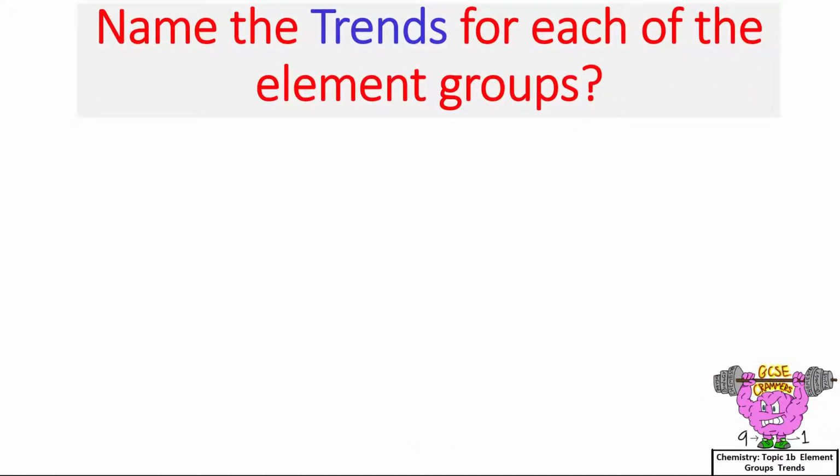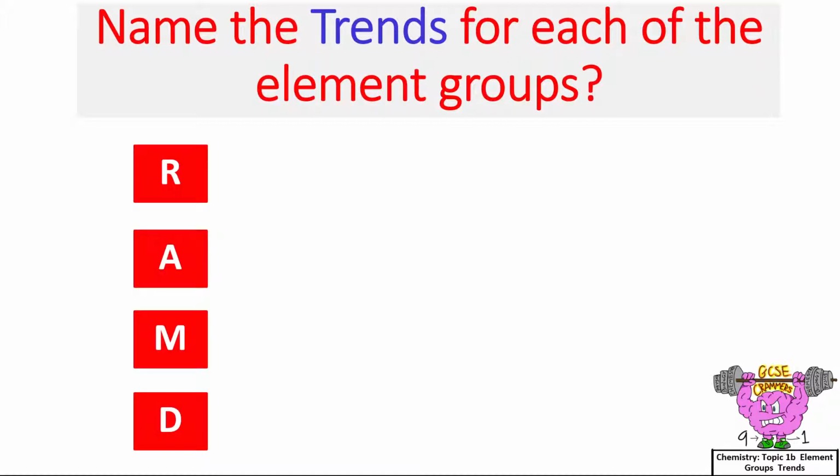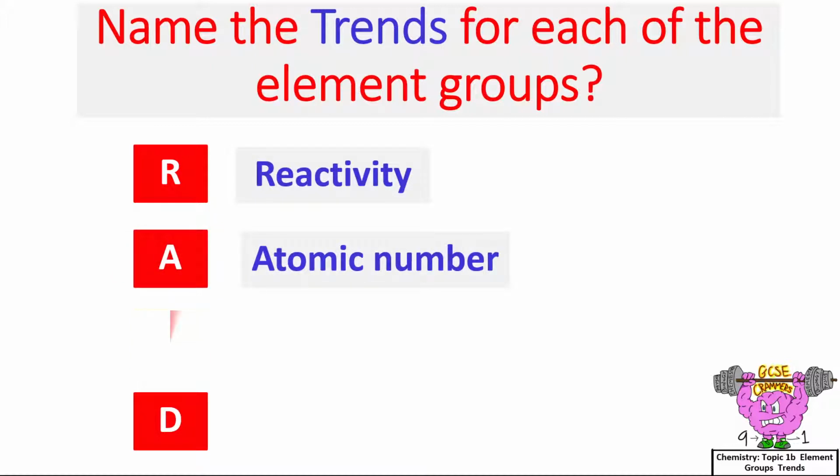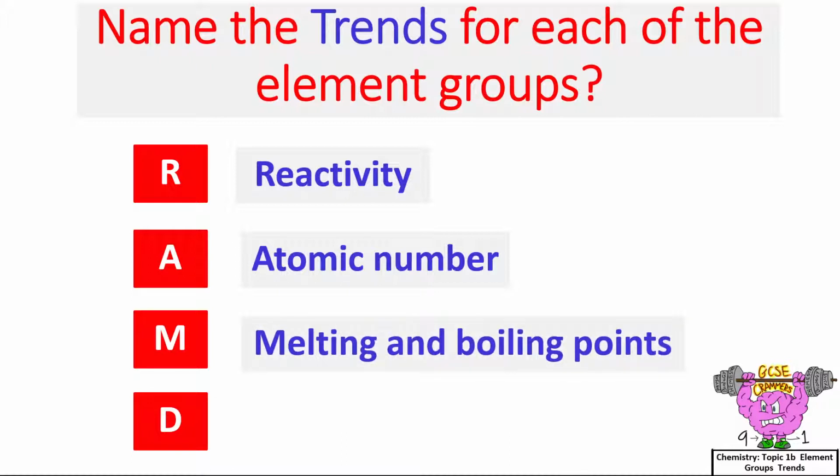Name the trends for each of the element groups. I use the acronym RAMD to remember them. All of the groups have the same trends, which makes it easy to compare them. R stands for reactivity, A stands for atomic number, M stands for melting and boiling points, and D stands for densities.